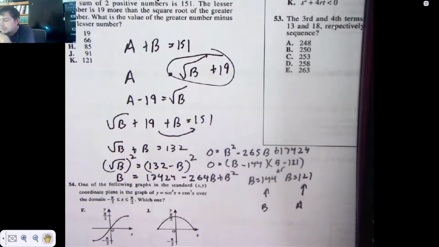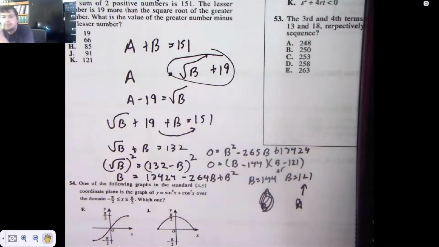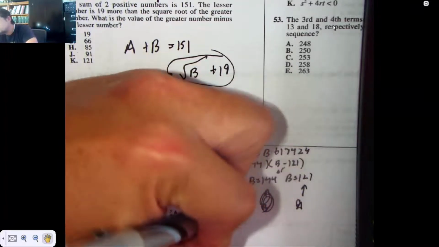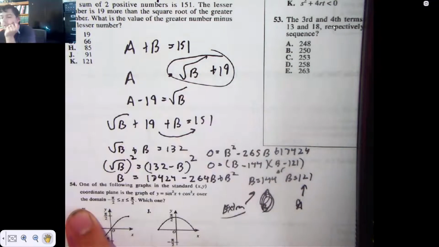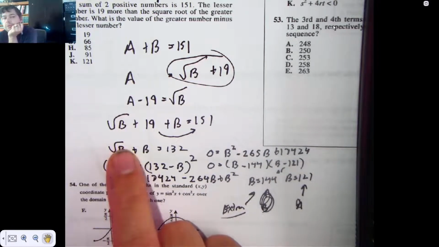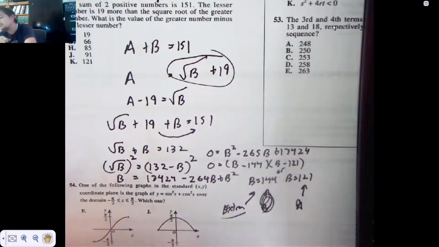Now, what did they want up top? They wanted the difference. What is the value of the greater number minus the lesser number? Oh, sorry. This is not, B is 121. Because it wouldn't make sense over here. If you plugged in 144, this is actually extraneous. If you plugged in 144 right here, the root of 144 is 12. 12 plus 144 is not 132. That's the extra. So B is 121.